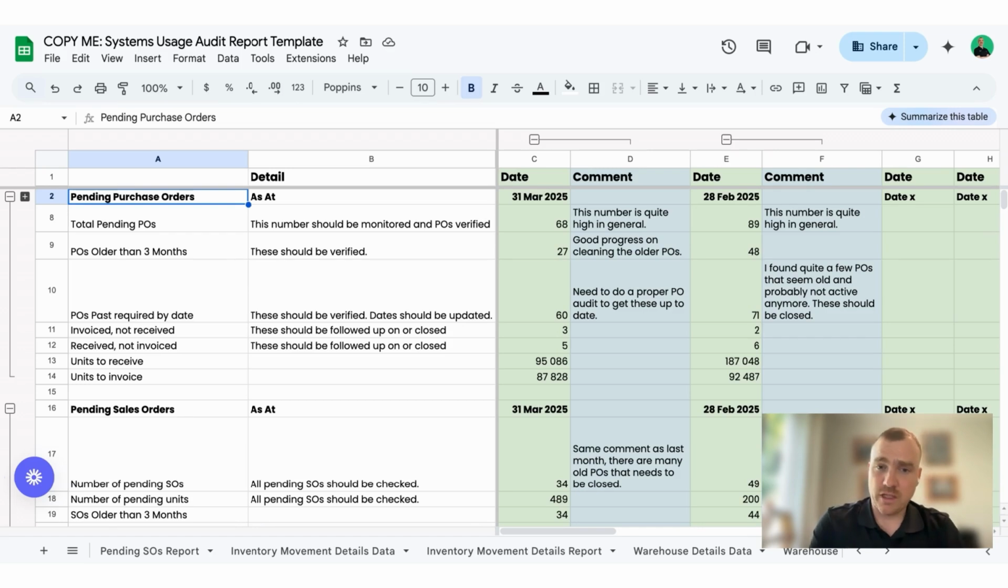So this is quite a crucial one for me, one of the most crucial ones to look at. Then we can also look at the invoice, but not received. So we've received the invoice from the supplier, but not received the stock. So we should ideally follow up on if we're going to receive that stock or close it in whichever manner seems suitable for that scenario.